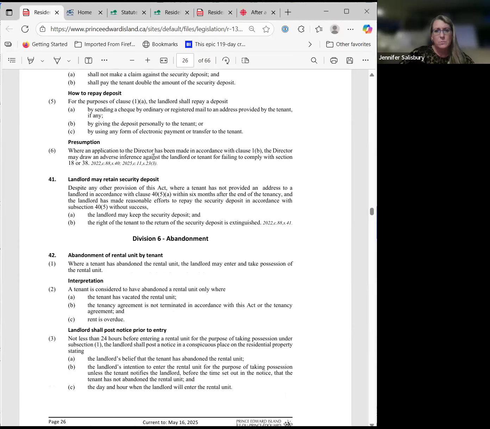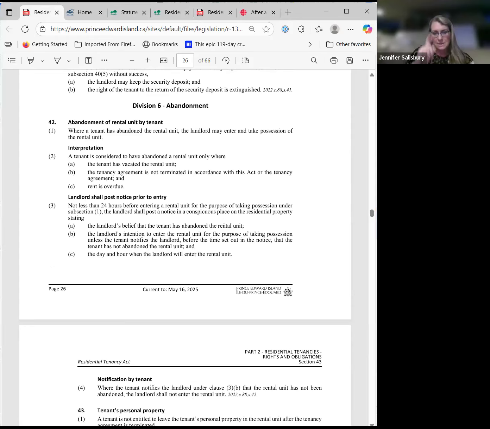How to repay the deposit. Landlord may retain, oh, here we go. Landlord may retain the security deposit where a tenant has not provided an address to the landlord in accordance with the last clause, and within 6 months after the tenancy the landlord has made reasonable efforts to repay the security deposit. So you're trying to pay the security deposit back, but they've given either no forward address or you've given the address of the rental unit itself and it doesn't get forwarded. It just sort of gets in this loop or it gets returned. Then the landlord may keep the security deposit, this is after 6 months, of course, and the right of the tenant to the return of the security deposit is extinguished. Basically, it's expired. They've tried for 6 months.